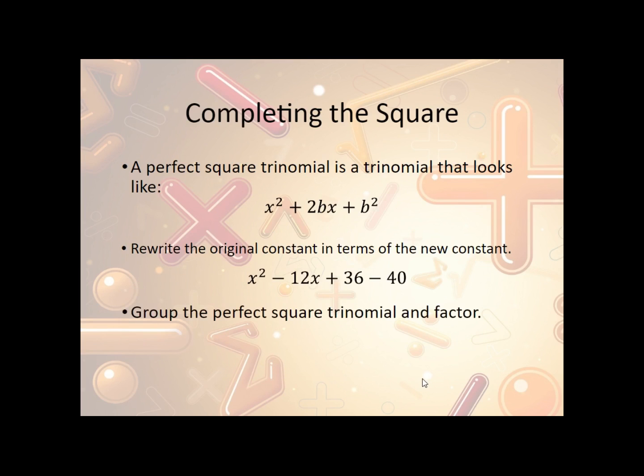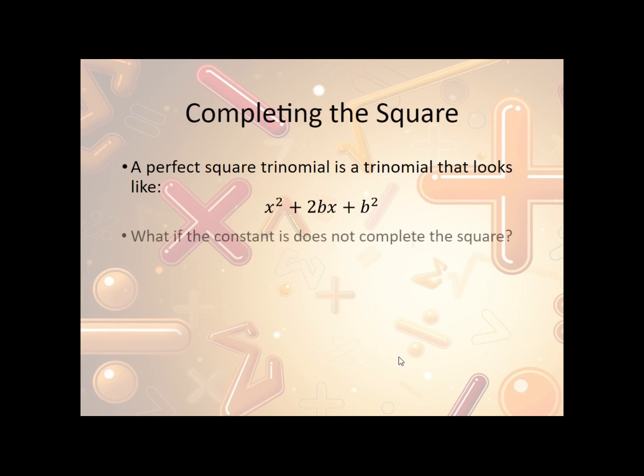Now we can go ahead and write that as a perfect square. So we're just going to put parentheses around this part and leave the minus 40 by itself. Now we can go ahead and factor it. So we get x minus 6 squared minus 40.